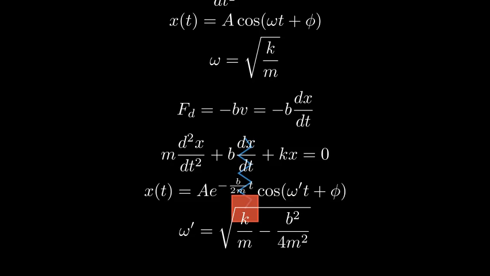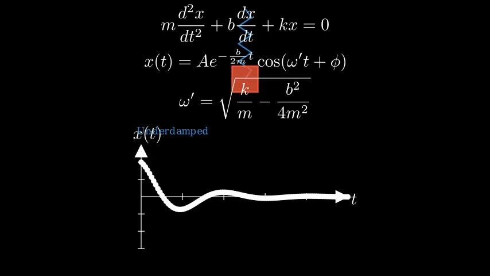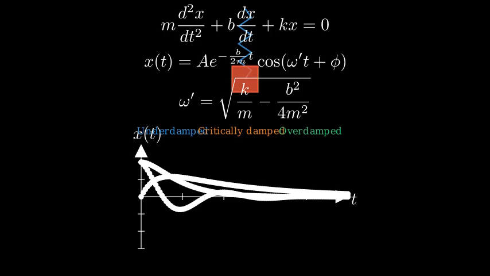There are three important types of damping, depending on the value of b. When b is less than 2 times the square root of k times m, we have underdamping. The system oscillates with decreasing amplitude. This is the case we just saw. When b equals 2 times the square root of k times m, we have critical damping. The system returns to equilibrium as quickly as possible without oscillating. When b is greater than 2 times the square root of k times m, we have overdamping. The system returns to equilibrium without oscillating, but takes longer than critical damping.